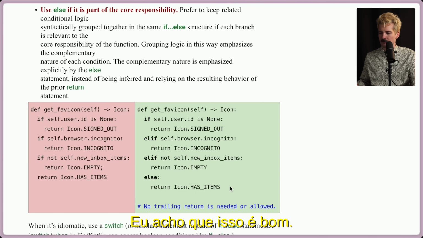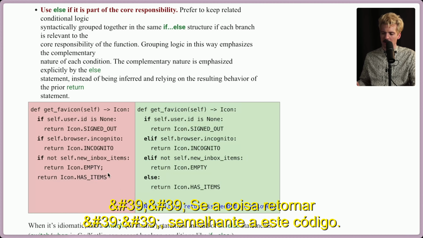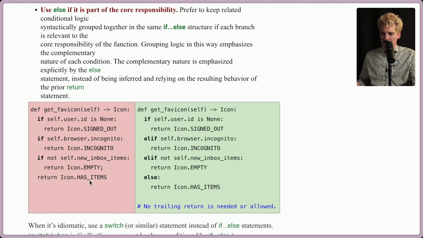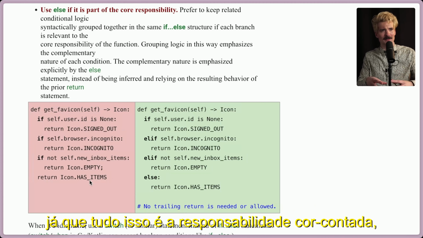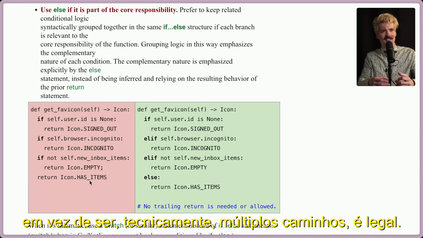I think this is fine. I would not reject this in code review. Personally, I would just do if thing return, similar to this code. I don't think it's that big of a deal. That said, I get their argument. Since all of this is the core responsibility, containing that in a series of checks that are one block instead of it technically being multiple paths is nice.